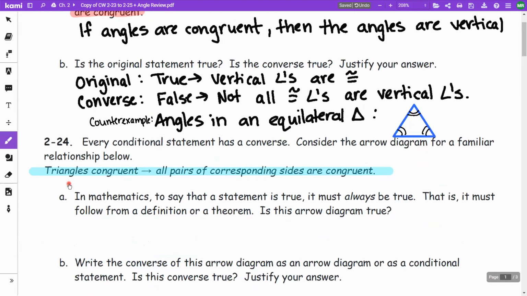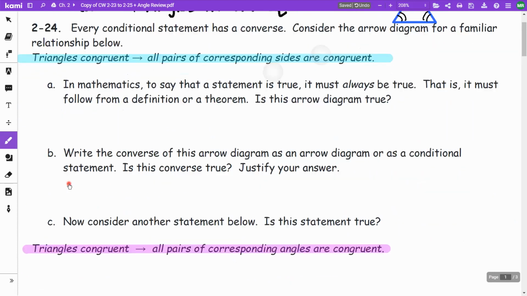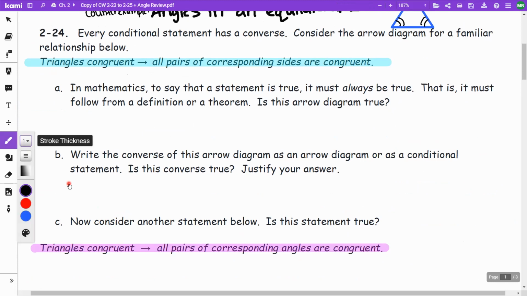On 2-24, conditional statements, every conditional statement has a converse. Consider the arrow diagram for a familiar relationship below. Triangles are congruent leads to all pairs of corresponding sides are congruent. So this is really saying if triangles are congruent, then all pairs of corresponding sides are congruent. In mathematics, to say that a statement is true, it must always be true. That is, it must follow from a definition or a theorem. Is this arrow diagram true? And this would be yes.